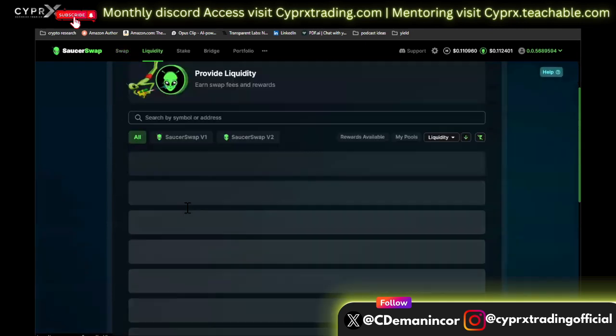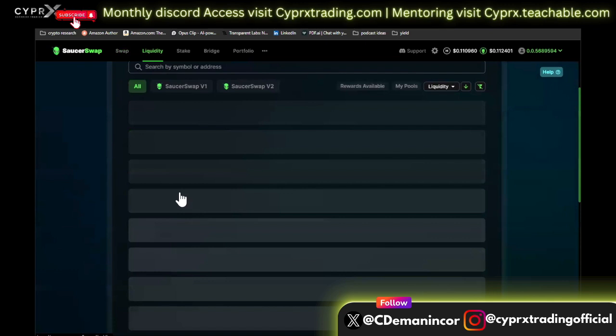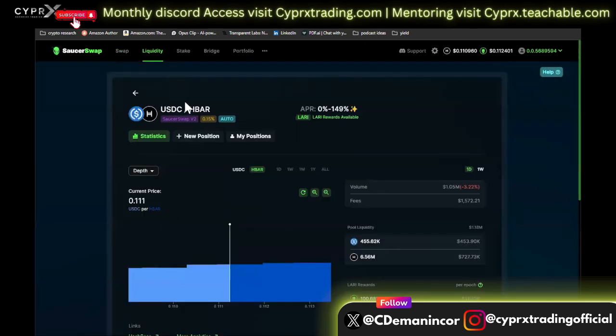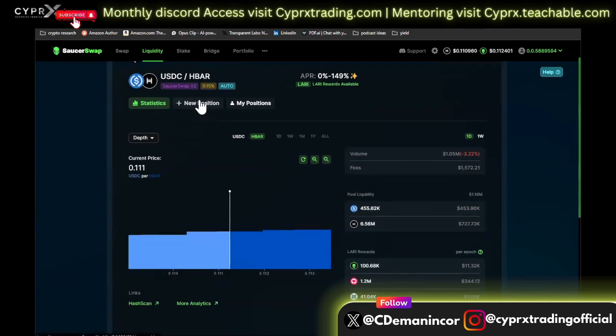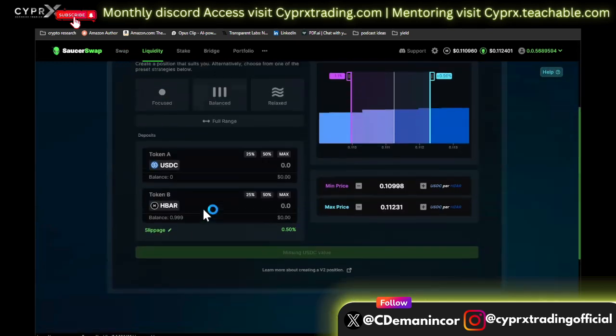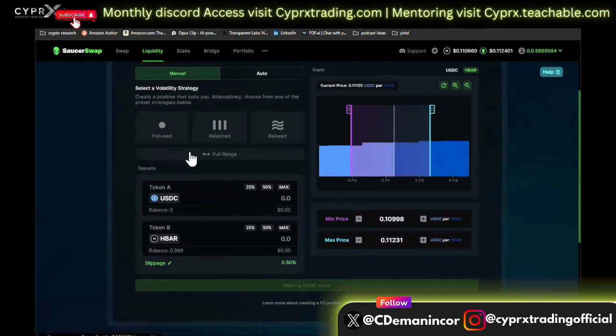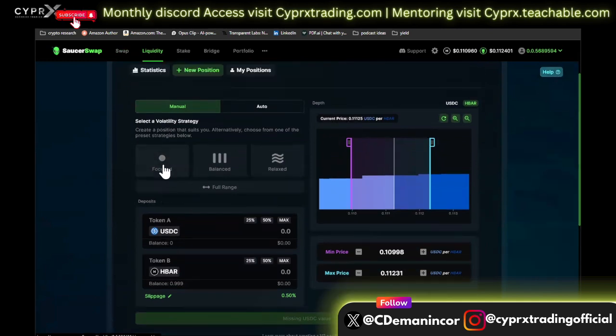We're going to go back to liquidity. We'll scroll right down here, and we will click open the USDC Hbar pool, all right? And we're going to click new position. And then you can see over here to the right-hand side, it gives you a couple of different options. Now here, if you don't want to set your personal ranges manually via the way that I'm about to, which again, I highly recommend you don't choose these options. However, if you do, and you're more of a novice beginner trader and you just want the ranges set for you, you have some different options.